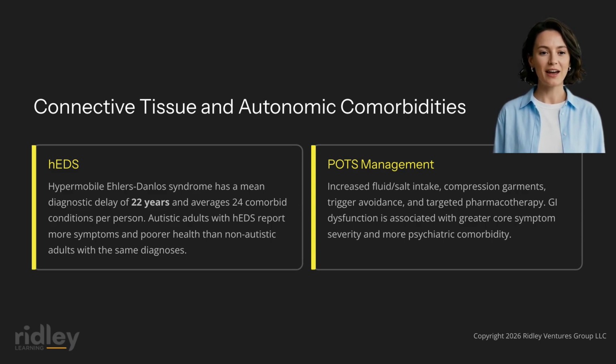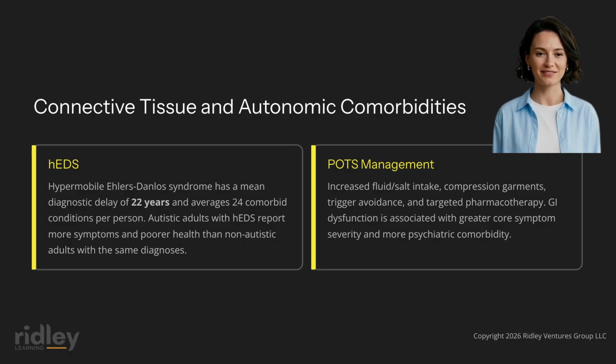Daylor and colleagues' 2025 global survey of 3,906 individuals with hypermobile Ehlers-Danlos syndrome, known as HEDS, or hypermobility spectrum disorder, documented a mean diagnostic delay of 22 years and a mean of 24 comorbid conditions per participant. These figures show just how chronically under-recognized this cluster is in adult medicine.